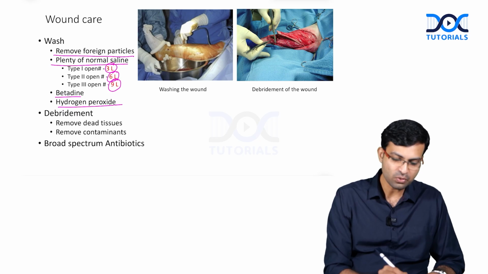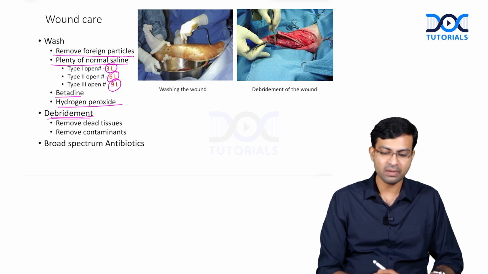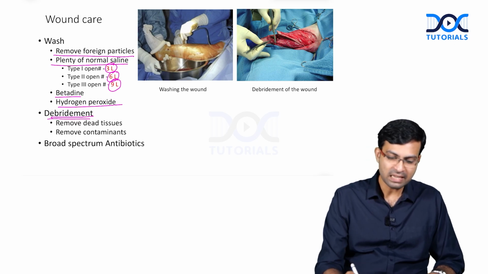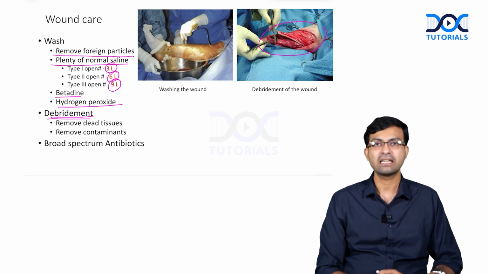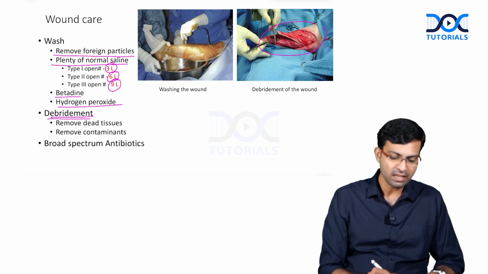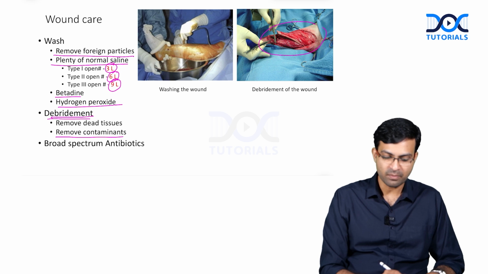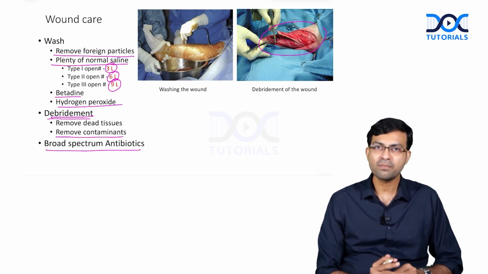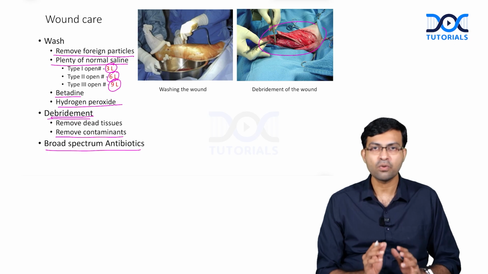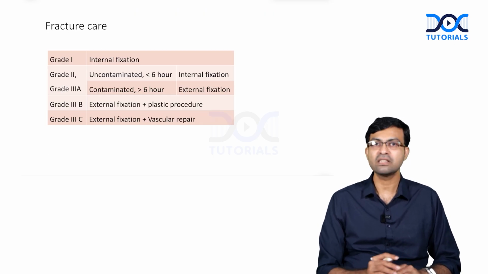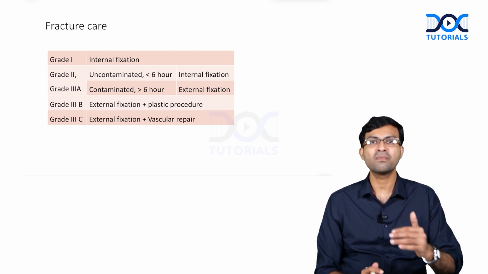Once your wash is done, you go in for debridement. What is debridement? Removal of dead tissue or contaminated tissue is what we call debridement. So you completely remove all the dead and unclean tissues with a knife and you clean the area completely. Then you can also remove all the contaminants. Then you start the patient on broad spectrum antibiotics. So this is the first step in taking care of an open fracture. You manage the wound first. Once you have finished managing the wound, you go ahead and start managing the fracture.